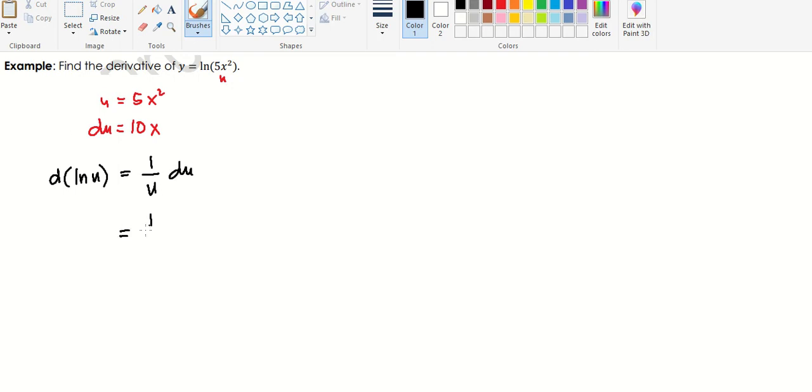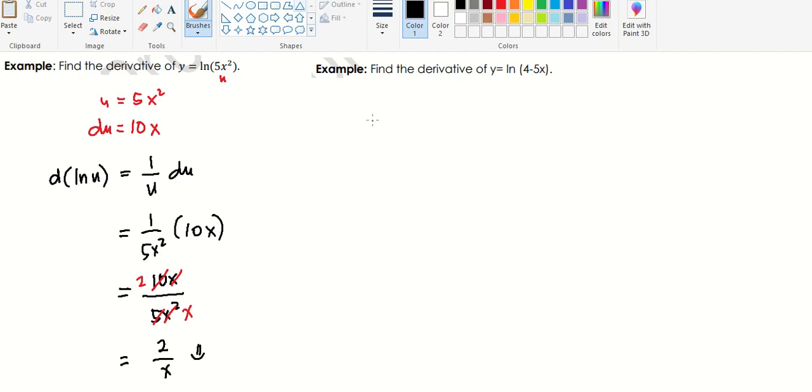So, we will just substitute our values here. Our u is 5x squared. Du here is 10x. Then, we'll just multiply this, so we have 10x over 5x squared. So, as you can see, cancel natin yung 10. 10 divided by 5 is 2. And yung ating x, isang x na lang yung matitira dito. So, we will have 2 over x. So, this is our derivative.